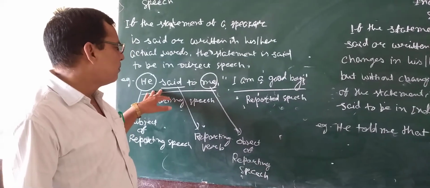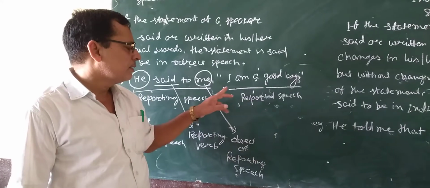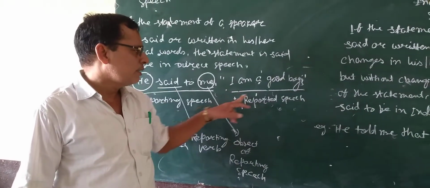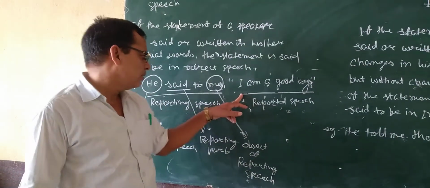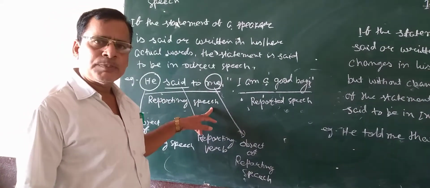Here is the example. He said to me, "I am a good boy." This part, "I am a good boy," is called reported speech. This one, "He said to me," is called reporting speech.